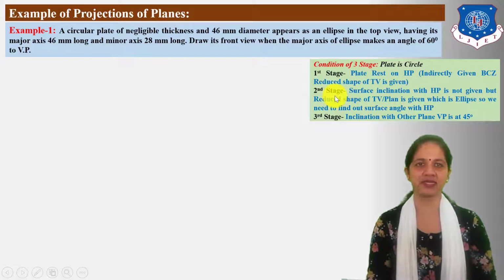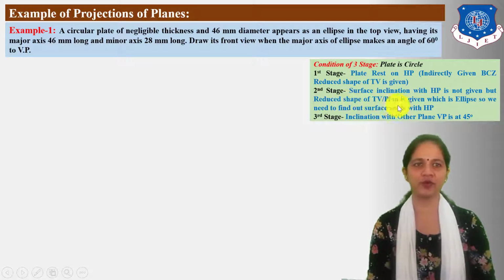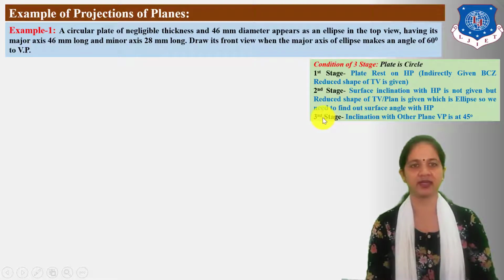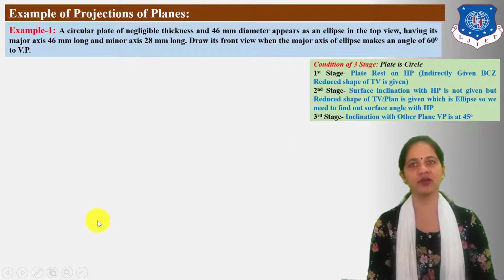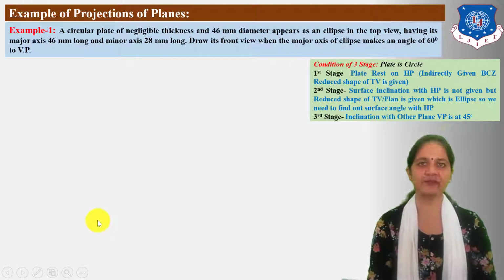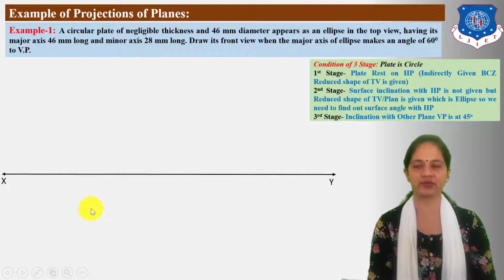In the second stage, surface inclination with HP is not given, but the reduced shape in top view or plan is given, which is an ellipse. So we need to find out the angle with HP. In the third stage, we need to take inclination with the other plane VP, and its angle is given as 60 degrees. So first draw the resting stage top view and front view with reference to XY.